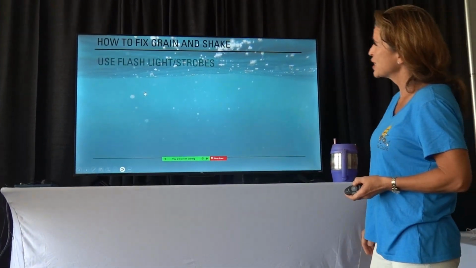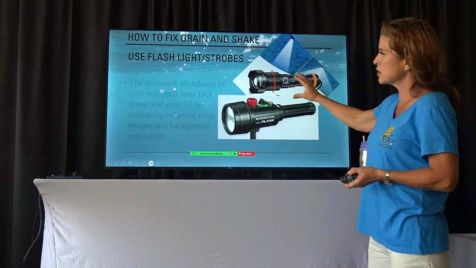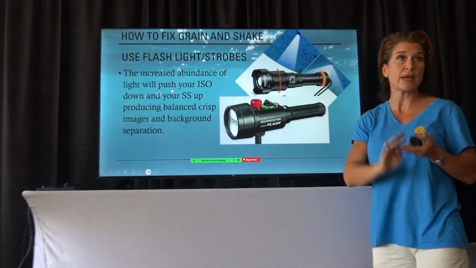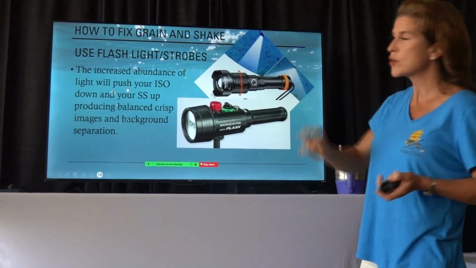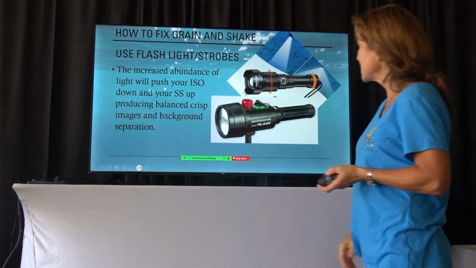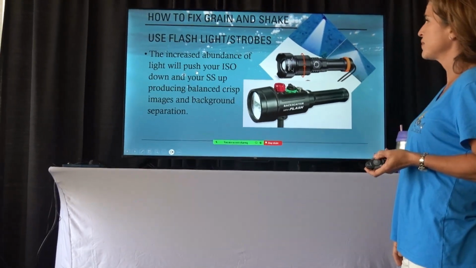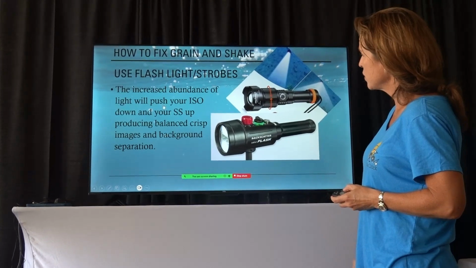How to fix the grain and the shake? The only true way is to use external lights, because it's working with your ambient light, your available light. Bring some light with you, all your problems go away. You can use some really good flashlights. I use Orca Torch. They have a whole line of anything you could need. Or Backscatter, they have great strobes.